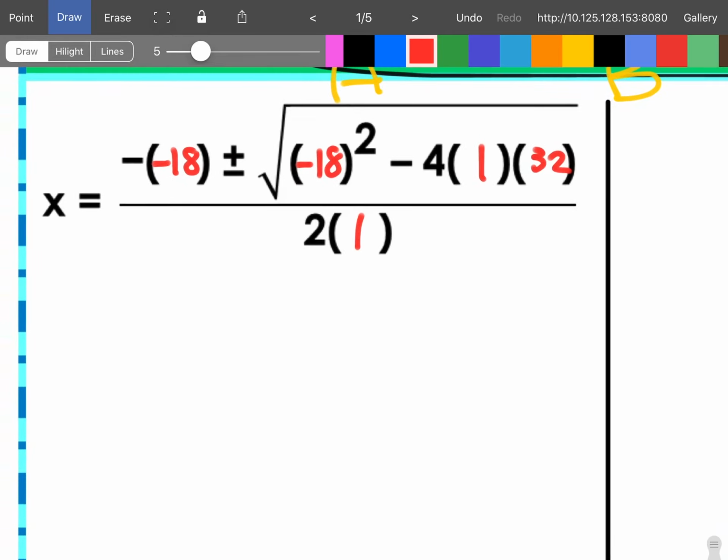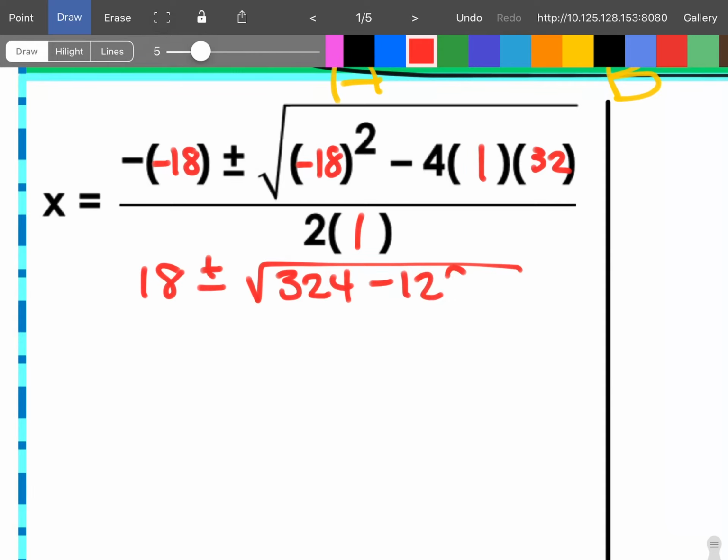Next, a negative 18 is going to be a positive 18, plus or minus the square root. Then you're going to do negative 18 times negative 18, which gives us 324. And then we have a negative 4 times 1 times 32, which is a negative 128. All divided by 2 times 1, which is 2.